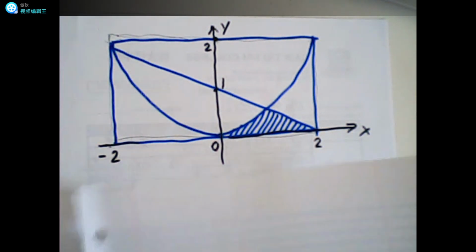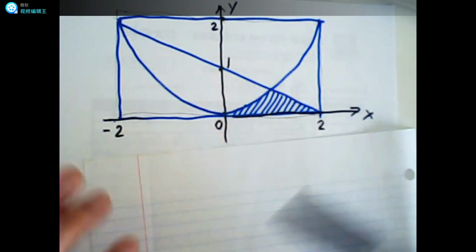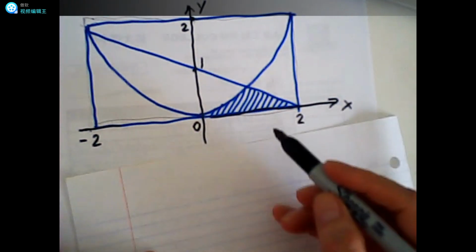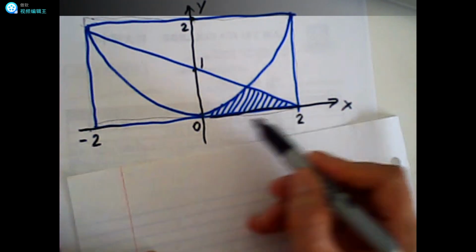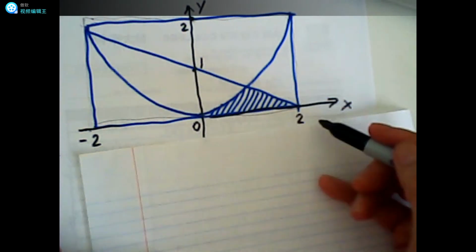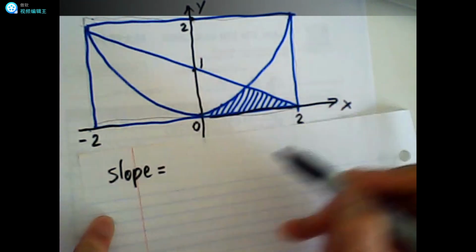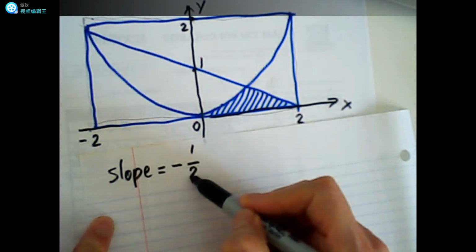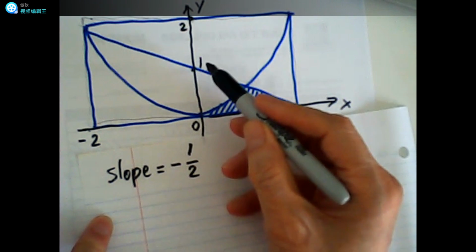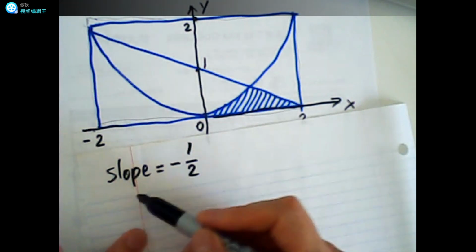Now, let's do one by one. I want to find the equation of the straight line. Okay, now this is a 2. This is a 1, right? So the gradient, the slope, is -½, and the y-intercept is (0, 1).